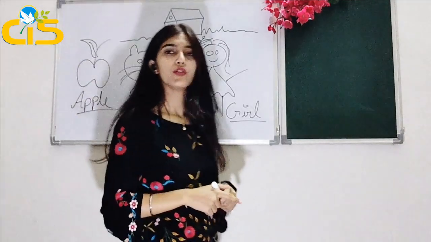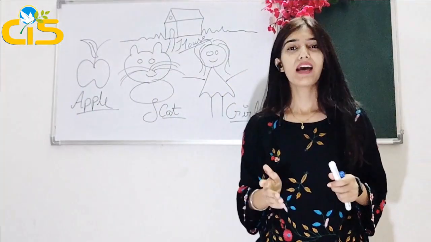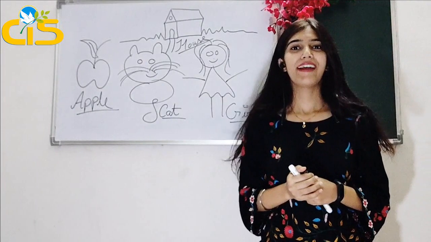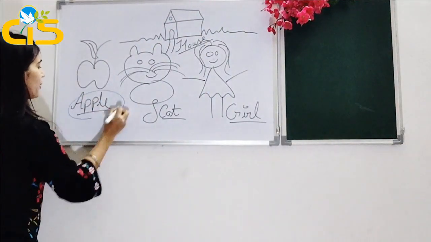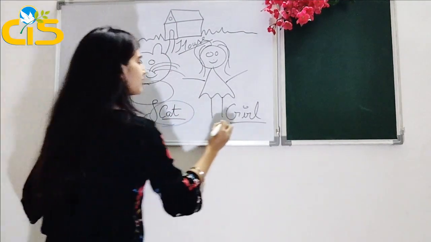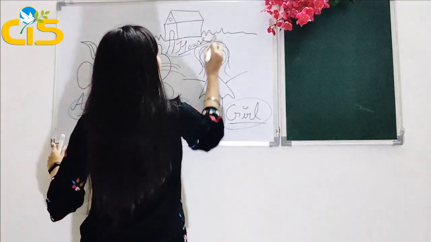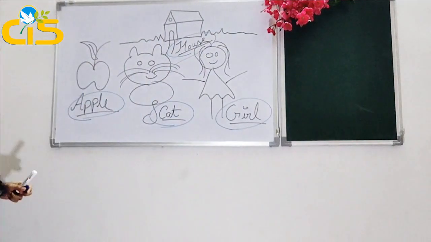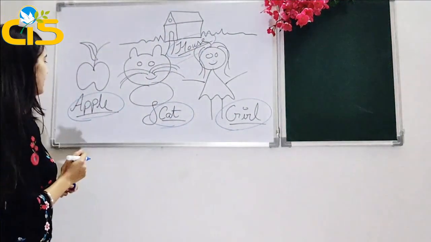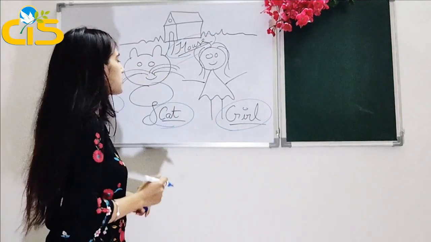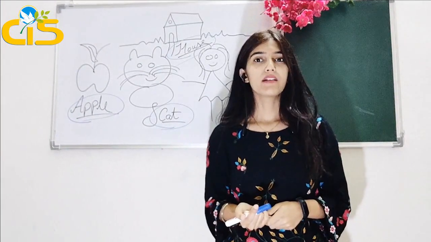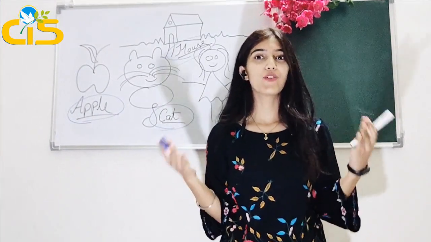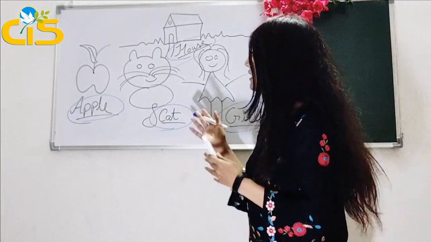So now, I know you all would be wondering, why am I asking you all such easy questions, right? I'll explain that. Apple, cat, girl, house. So what are these? These are names, right? So, how are they connected to our today's topic? Well, these are names. It's such a big hint already.